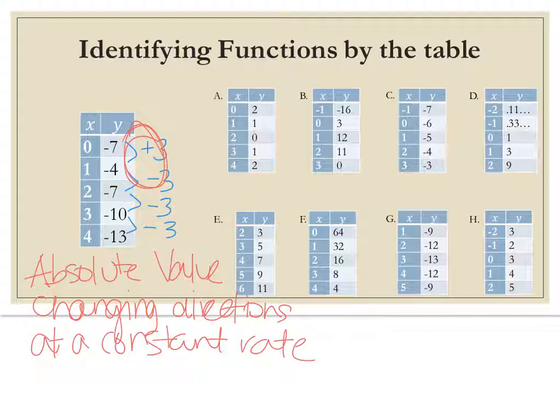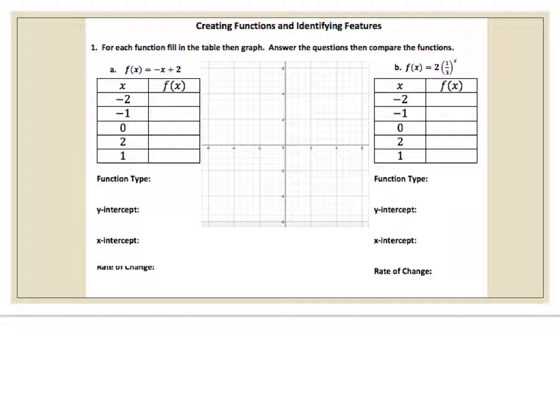So you need to see what other tables have that pattern to where you're adding or subtracting the exact same number each time. Okay, so now that we finished reviewing how to recognize what type of function something is through a table, we're now going to take two functions and put them onto one graph.